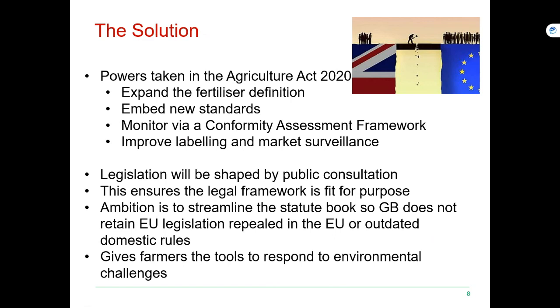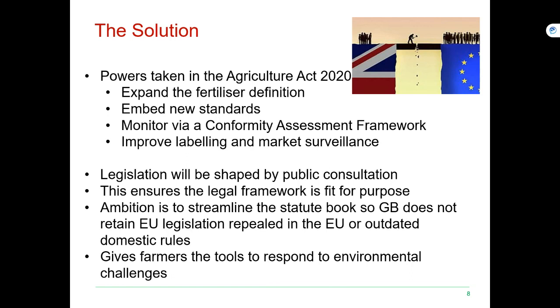So what we decided to do, recognising that this was a priority policy area for us as we moved away from the EU, is to take primary powers in the Agriculture Act 2020. What those powers do is expand the definition of fertilisers. So we're going away from the narrow definition of a fertiliser as a crop nutrient to a wider definition, which allows us to regulate products which actually improve a crop's ability to take up nutrients.